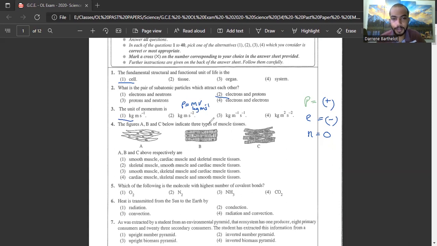Question number 4. The figure ABC below indicates three types of muscle tissues. They're asking ABC respectively. Now A, it has tapering ends, right? So this muscle should be smooth muscle. Then C, those muscle tissues are branched, so branched muscle tissues are present in cardiac muscle tissue. So ultimately B will be skeletal muscle tissue. Long cylindrical muscle tissues are called skeletal. So the answer should be the first one: smooth, then skeletal, then cardiac. Answer is the third one.